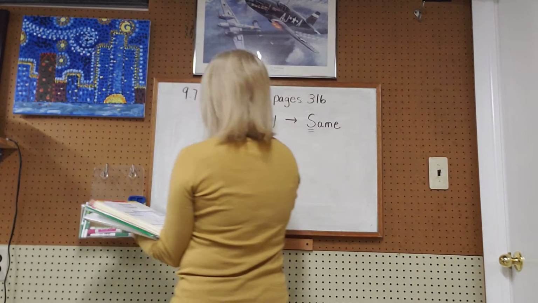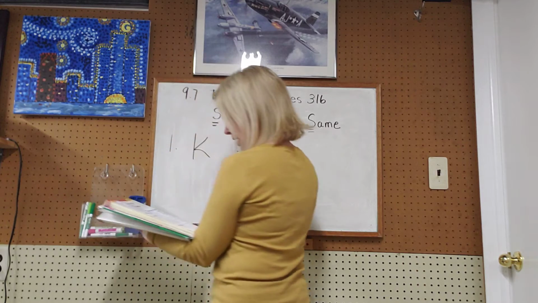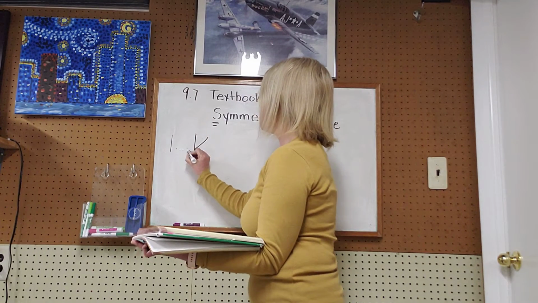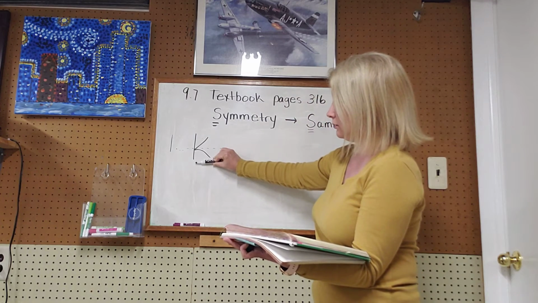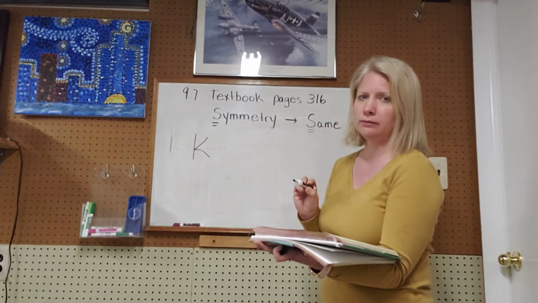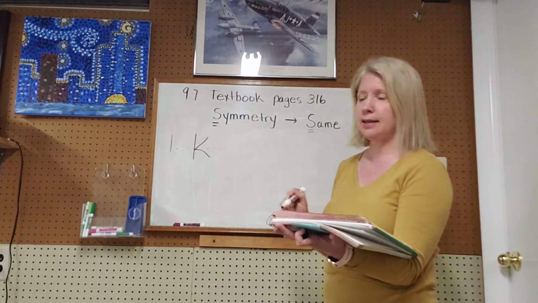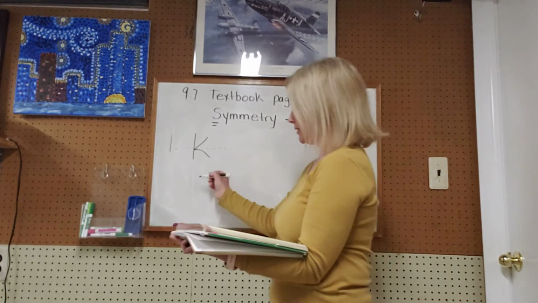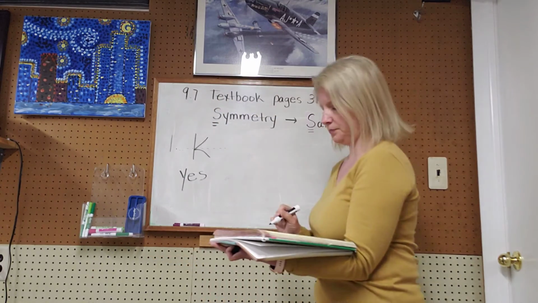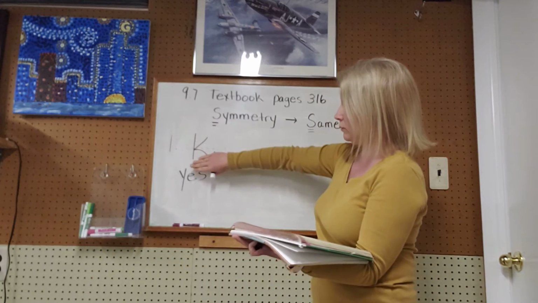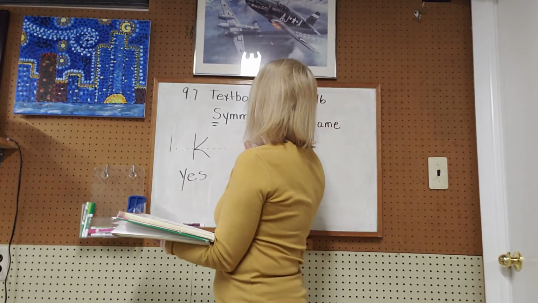Number 1 has a letter K. It has the line going straight through here. Is the line of symmetry accurate? Does it make this side and this side of the line the same? Yes. Number 1 is yes. Because if you were to flip it down, it would be the exact same. How about number 2?